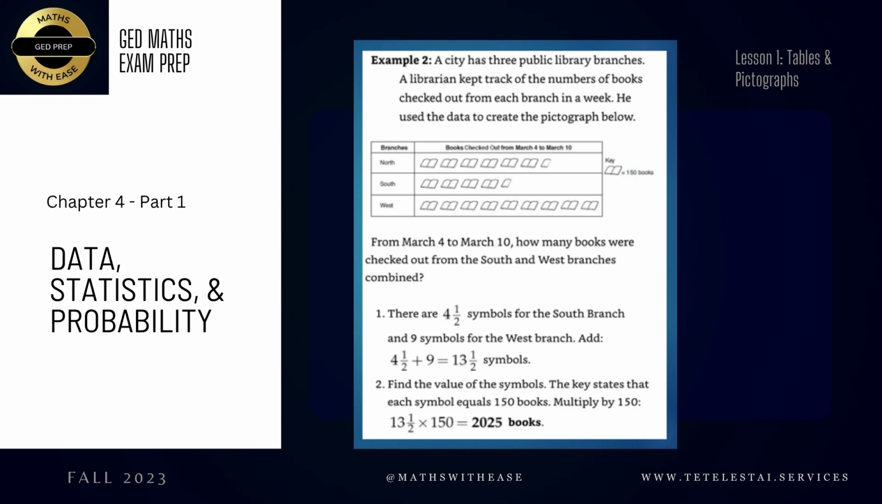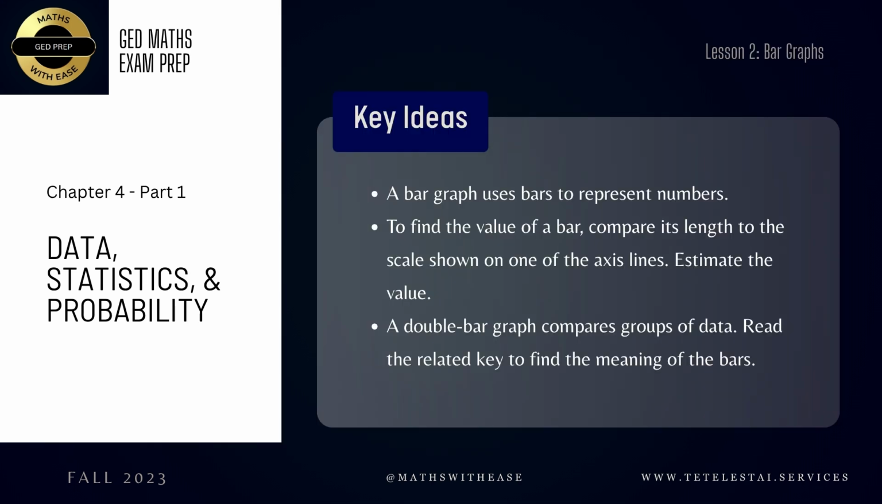So the next lesson is on bar graphs. A bar graph uses bars to represent numbers. So to find the value of a bar, you want to compare its length to the scale that's shown on one axis of the graph. And an axis just means a line that's either horizontal or vertical, and we'll see that shortly. A double bar graph compares groups of data, and so you want to read the key to find the meaning of the bars.